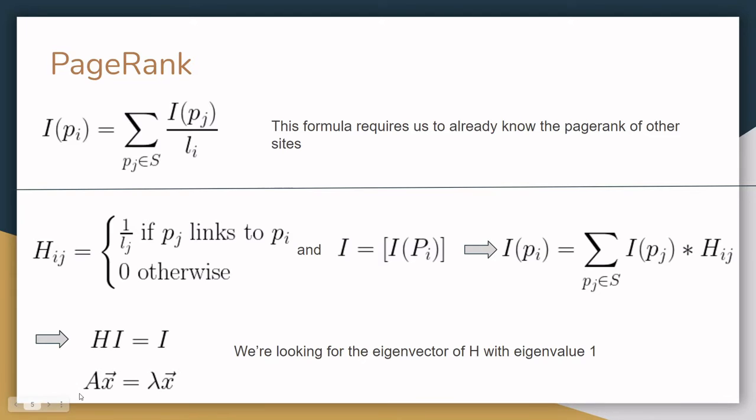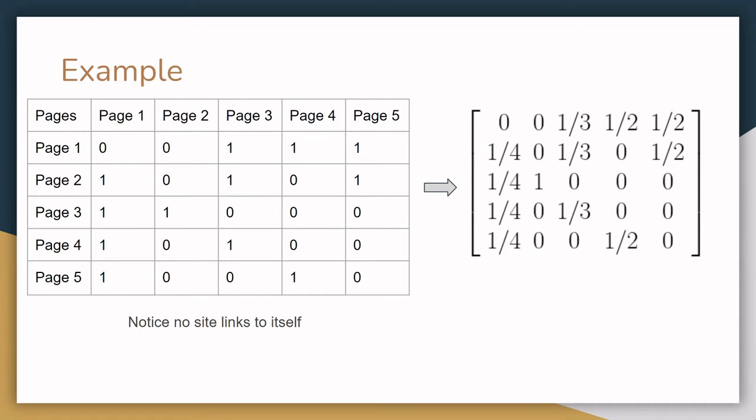And this is suspiciously similar to this equation right here. In fact, if we set lambda to 1, it's the exact same equation. This PageRank vector is actually an eigenvector. In fact, it is the eigenvector of H that has eigenvalue 1. Now, that might have been a little bit confusing. I think we should go through an example to better understand what's happening and what PageRank is.